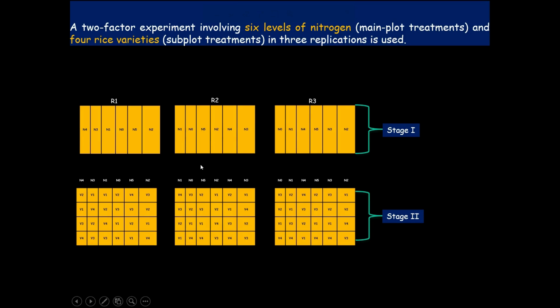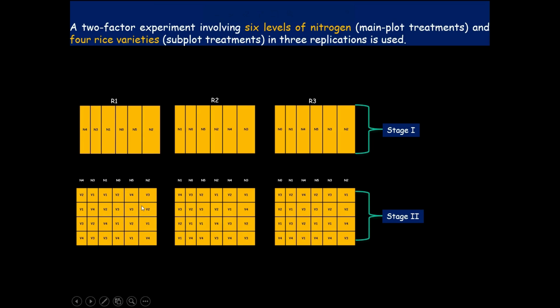In the third step, the second stage, divide each of the main plots, that is r multiplied by a, 3 multiplied by 6, which is 18 main plots, into 4 subplots, 1, 2, 3 and 4, and follow again a randomization procedure, utilizing a traditional RCBD design for b equal to 4 treatments and r into a, that is 18 replications, and randomly assign these 4 varieties to the 4 subplots in each of these 18 main plots.